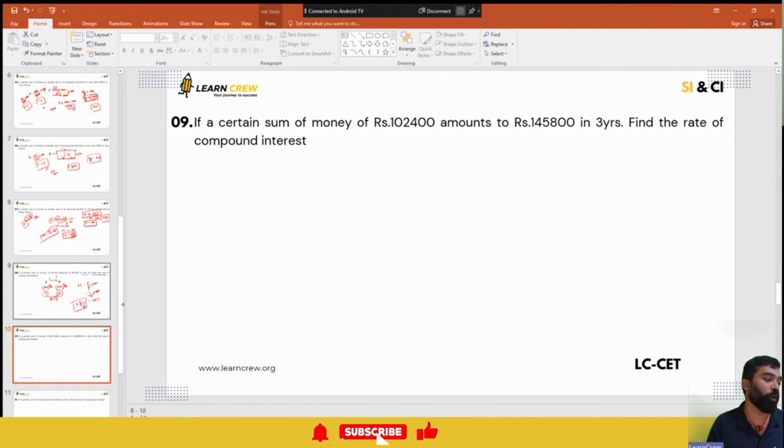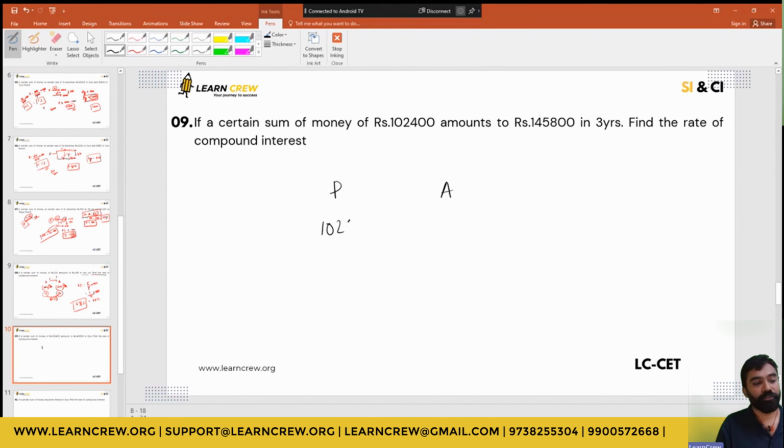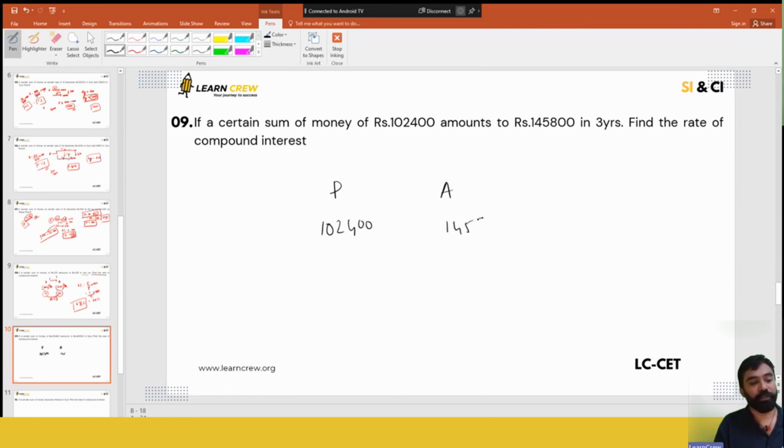Find the rate of compound interest. Whatever we did here, the same method. Principal amount 1,024,000, amount 1,458,000. Right? In a span of how many years? 3 years. 0 cancels anyways, and this is going to be 1/3.